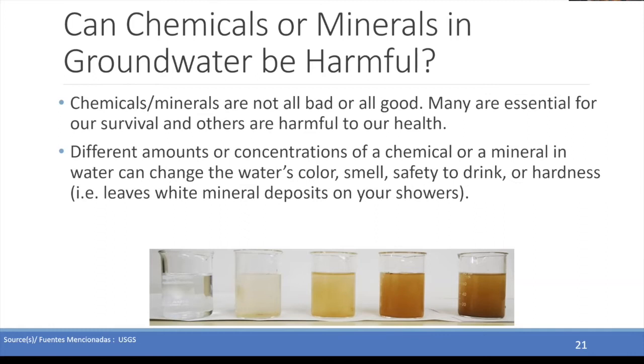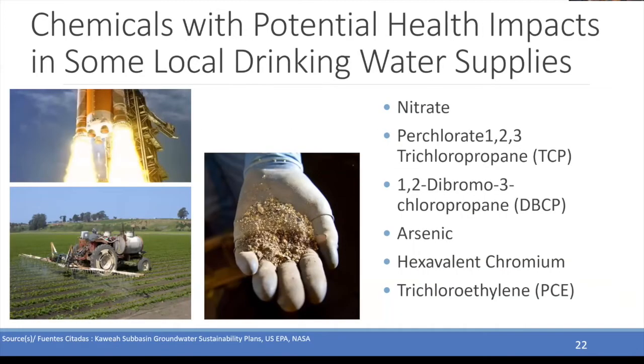So in the picture below, you can see different shades of water, illustrating that concentrations can vary from very little to a lot in the darkest beaker there. So now on slide 22. So chemicals with potential health impacts in some local drinking water supplies include this list here and are illustrated in some of the pictures to the left.